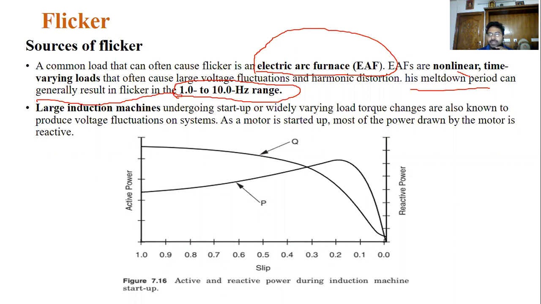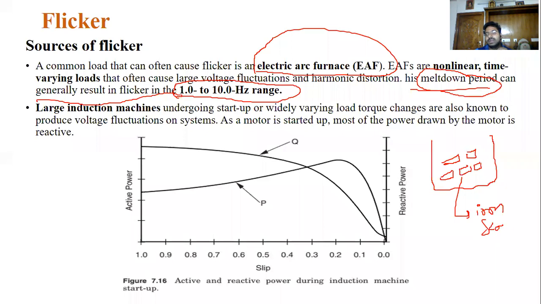What is this meltdown period? What is this arc furnace? Remember, there are some iron scraps. You can treat it as iron scraps or iron pieces. So there is some electric arc. You can heat it by using some electric current, some electric power. At melting, these pieces are trying to melt.